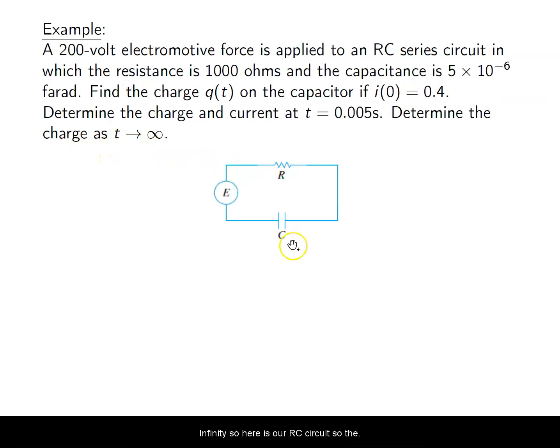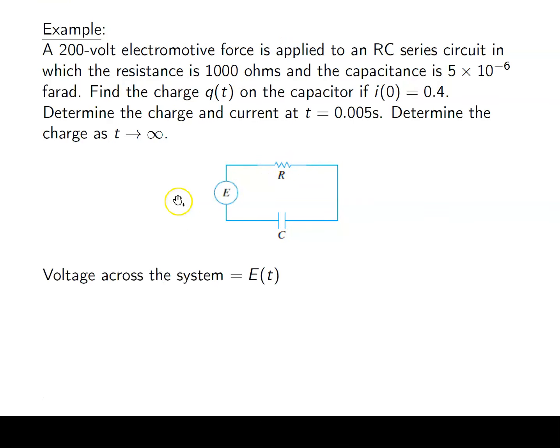So here is our RC circuit. The impressed voltage starts here, right? This is where we apply the voltage, and it goes around our resistor and capacitor. It comes back to close the loop, right? So the voltage drop across here and here needs to add up to 200. Okay, so the voltage across the system is E of t, which is 200 volts.